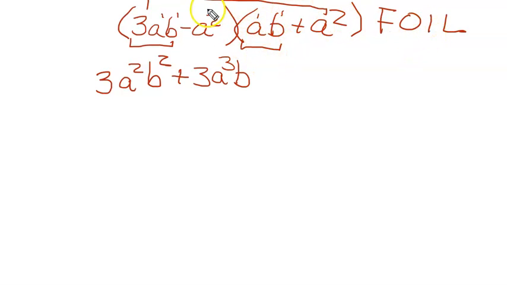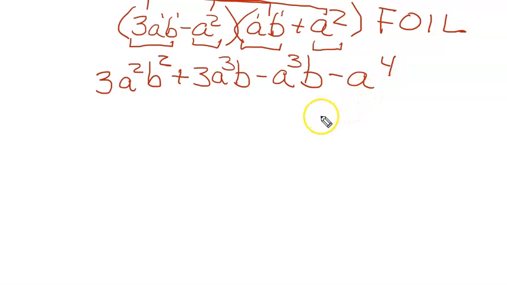Now the I stands for the inners, and that'll be a negative a to the third b. And the L stands for the last in each of the parentheses, and that's going to be a negative a to the fourth. Now notice in the middle you happen to have like terms. Remember there's a 1 there that we don't write, but you can put it there for calculation.